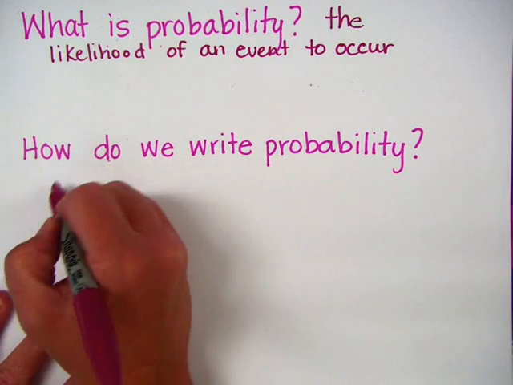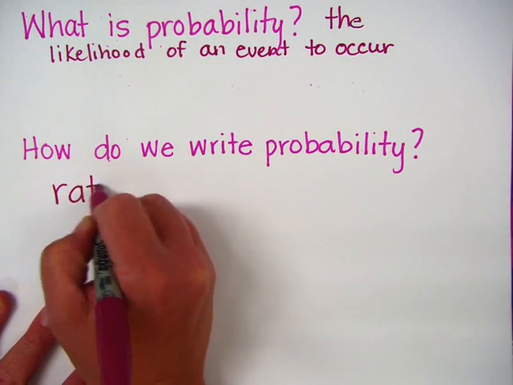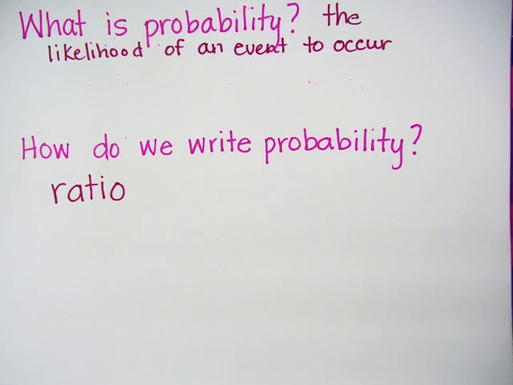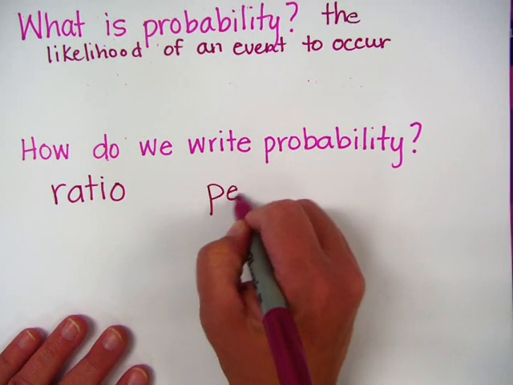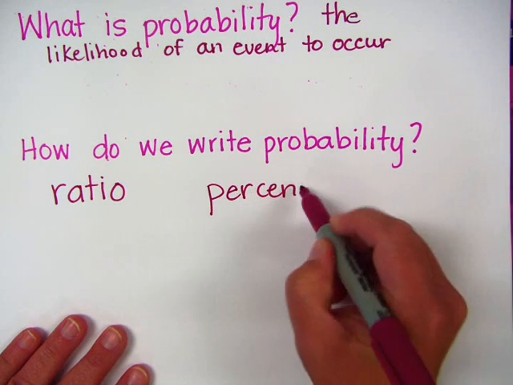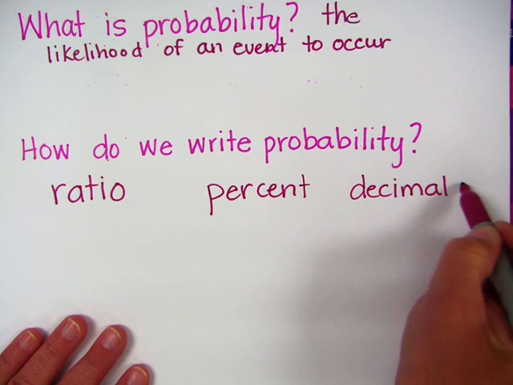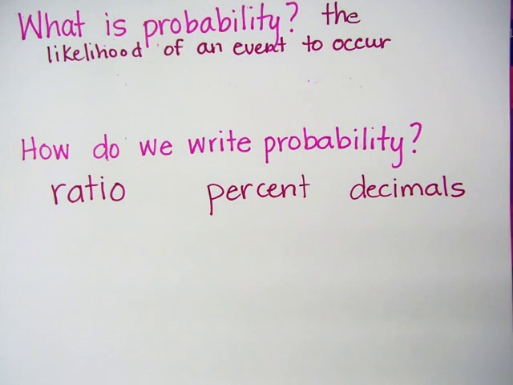The next thing we need to look at is, how do we write probability? Well, the most common way to write probability is to use the ratio. A ratio is a common term to you, as we've used ratios earlier in the school year. We also know that ratios can be changed into percents, and finally they can also be changed into decimals. Probabilities can be written all three ways. They can either be written as a ratio, a percent, or a decimal.